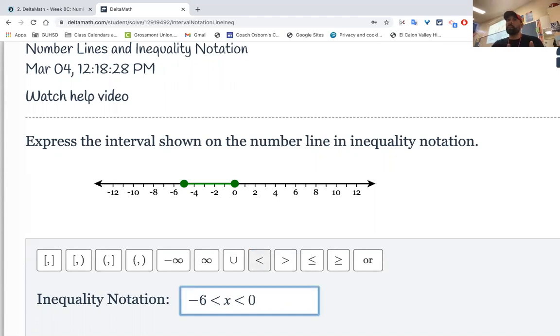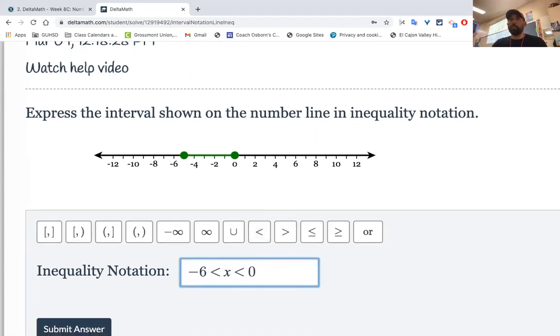Now, if you notice, there's one mistake I made. That's a closed circle, right? So I actually need to do less than or equal. Now you could have an open circle here and a closed circle, two different circles, and you'd have two different symbols. But in this case, they're both closed. So I'm going to put equal to signs there and there.